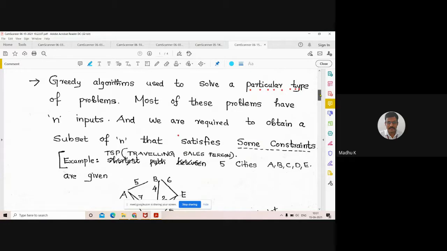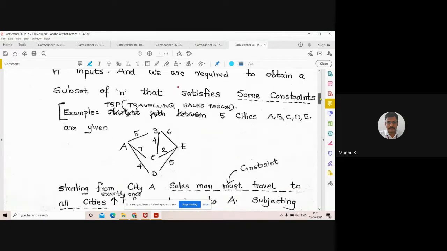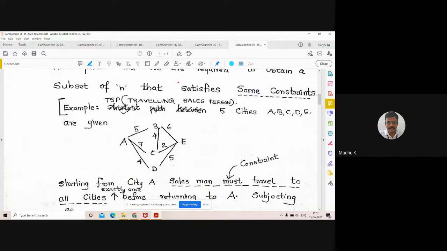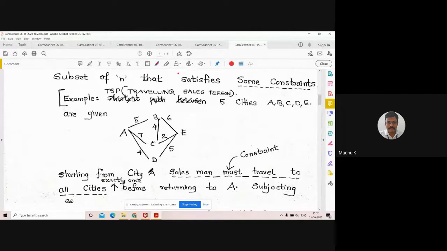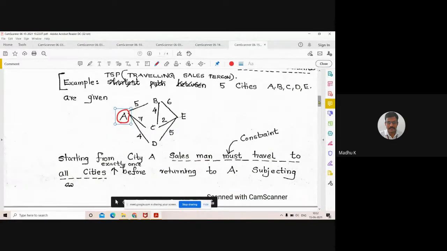I'm going to the TSP case, the traveling salesperson problem. For example, there exist 5 cities A, B, C, D, E, and there exists a path between them. Each path has a weight. Starting from city A, a salesperson starts the journey and must travel to all cities exactly once before returning to A.